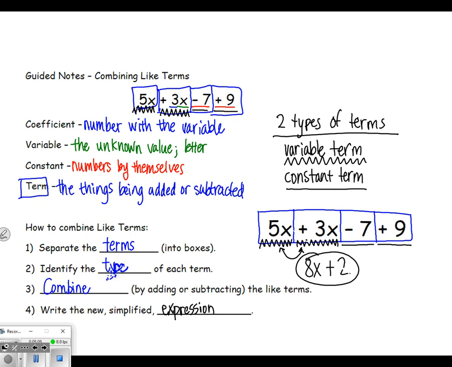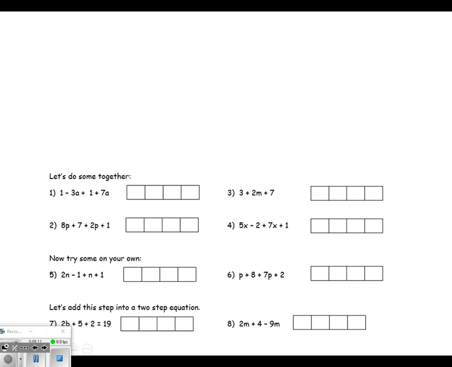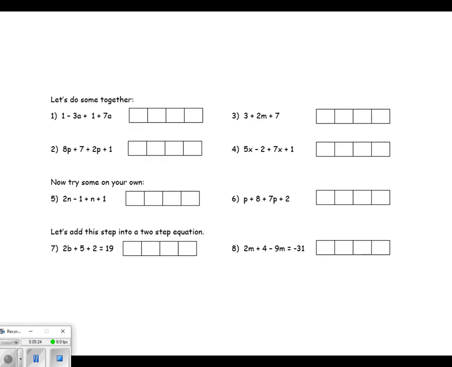Okay, so what we want to do now is practice some. Do some together to practice them. And I wrote your boxes for you. So here we go. Let's do some of these together. Actually, hold on. Okay, so I had seen a situation that I needed to fix. You didn't even know I was gone, did you? All right, so first thing we're going to do is write each term in a box.